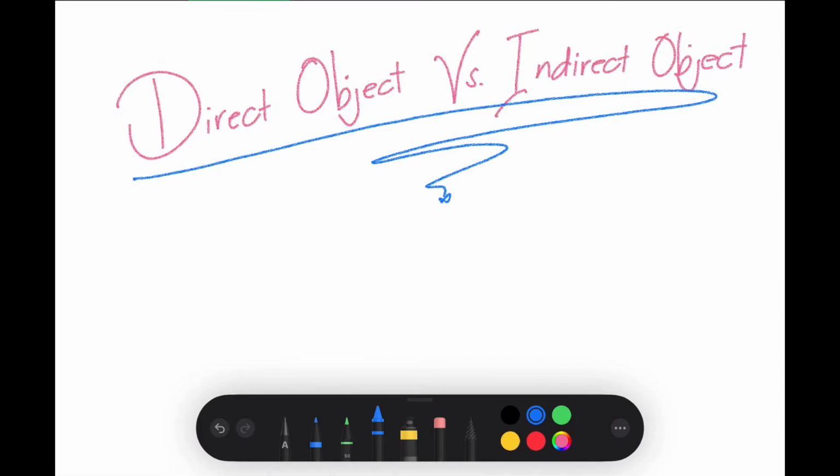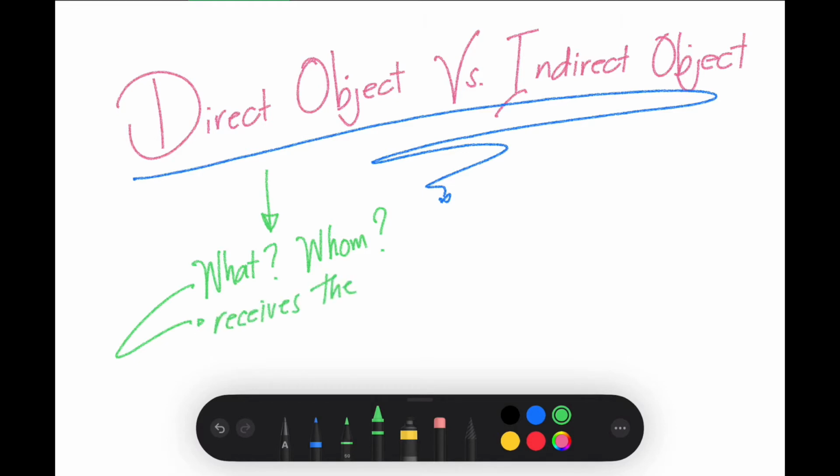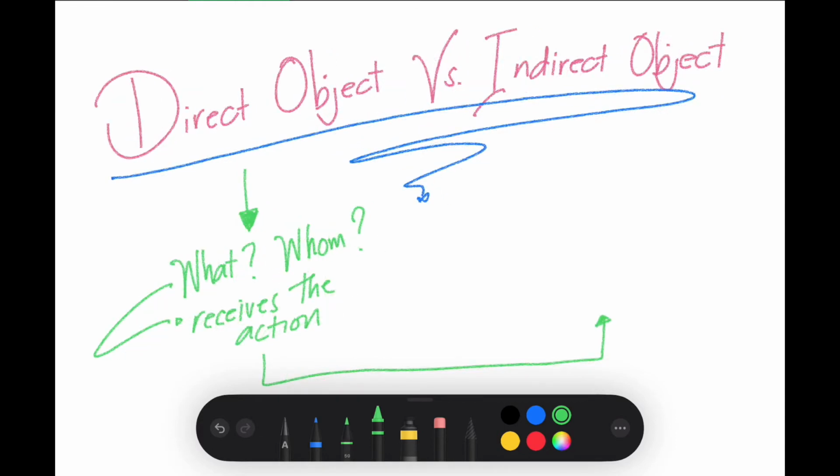Our direct object answers the question what or whom. Basically, they receive the action, and I'm going to give you an example later on to learn more about the direct object. Next, our indirect object answers the question to whom or for whom the action is about.